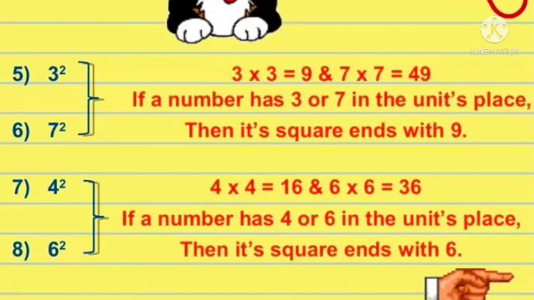Another one, 3 multiplied by 3 is equal to 9 and 7 multiplied by 7 is equal to 49. If a number has 3 or 7 in the units place, then its square ends with 9. 4 multiplied by 4 is equal to 16 and 6 multiplied by 6 is equal to 36. If a number has 4 or 6 in the units place, then its square ends with 6.